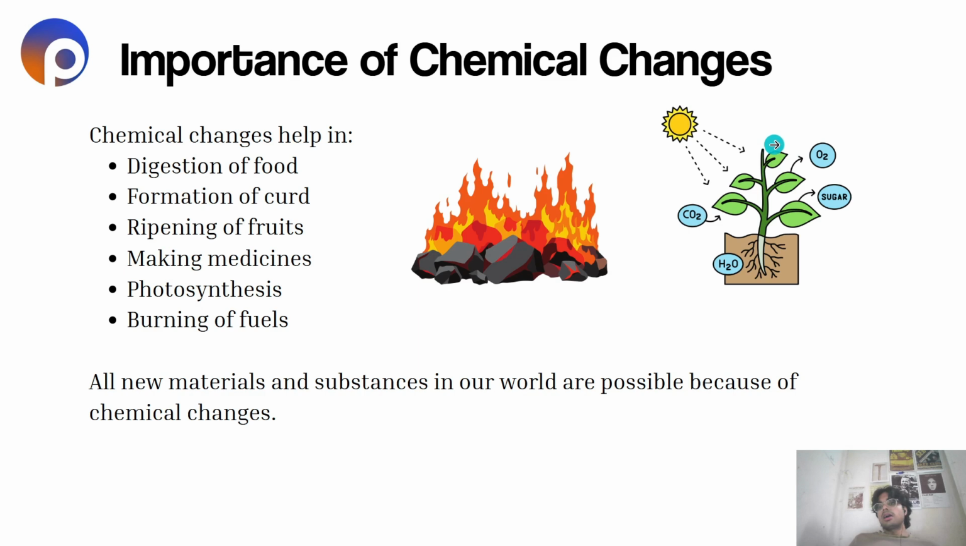Photosynthesis is when a plant takes sunlight and water and it helps in creating their food, so that they can grow and produce fruits and vegetables that we humans use. So that's how chemical changes are important for our own life. All new materials and substances in our world are possible because of chemical changes.